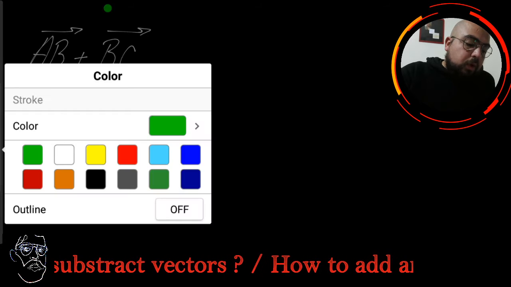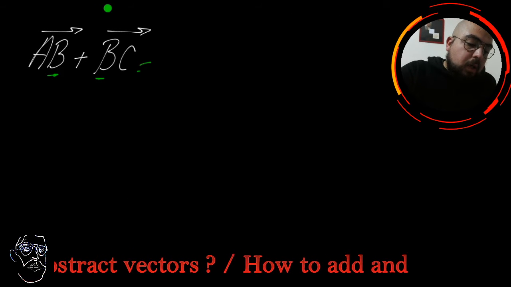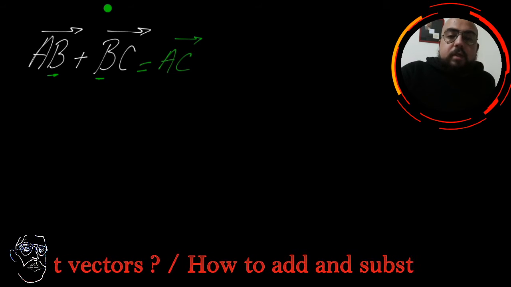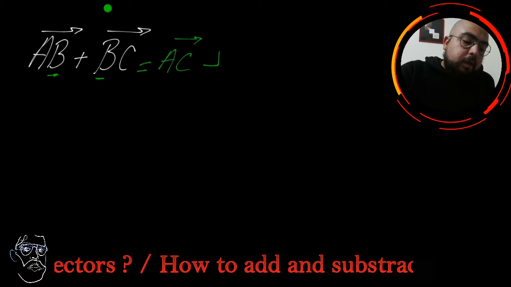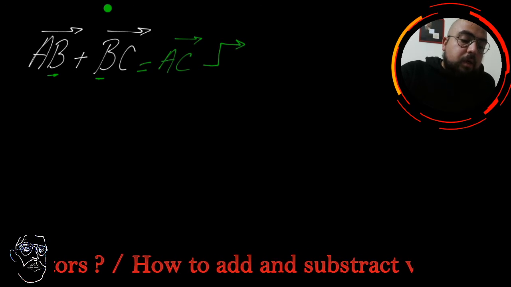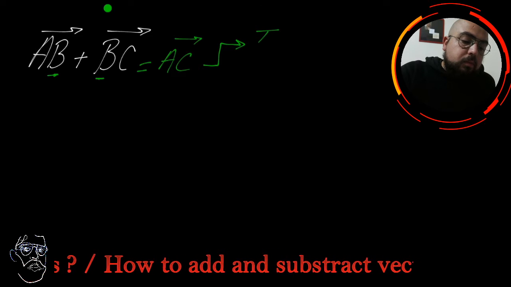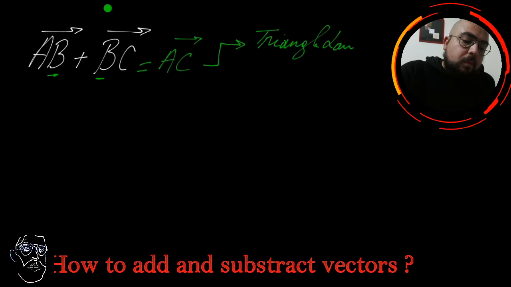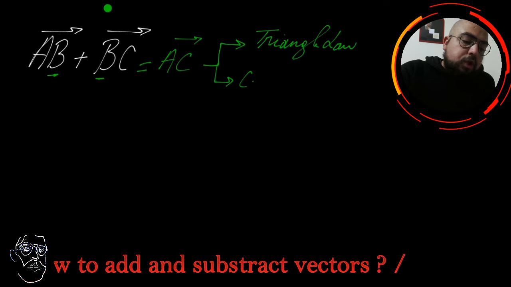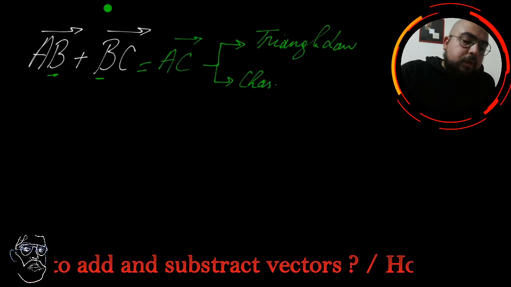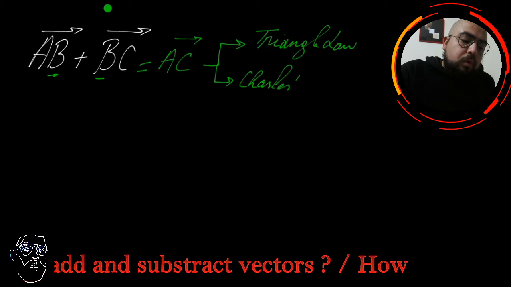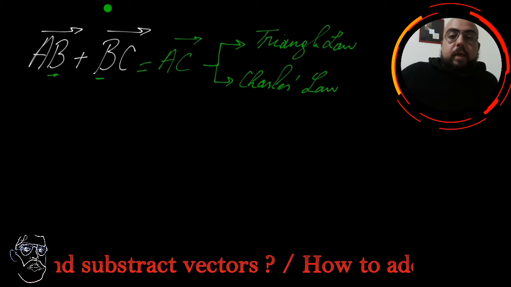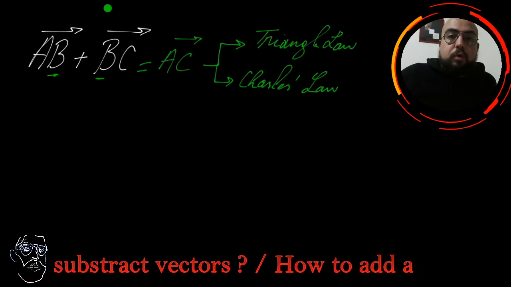The result will be AC. Now, AB plus BC is equal to AC. It could be considered as the triangle law, or Chasles law. Chasles is actually the name of a French mathematician who discovered this law related to the addition of two vectors. So AB plus BC is equal to AC.